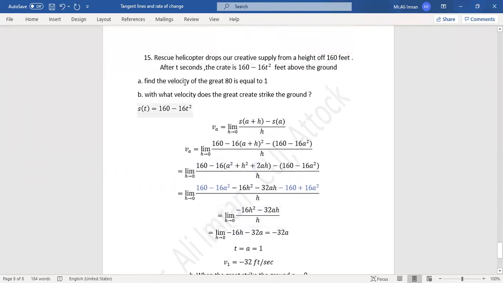Now we'll do another question, that is the work problem. This is question number 15. A rescue helicopter drops a crate of supply from a height of 160 feet. After t seconds, the crate is at position 160 minus 16t square feet above the ground. We have to find the velocity of the crate at height is equal to 80 feet.